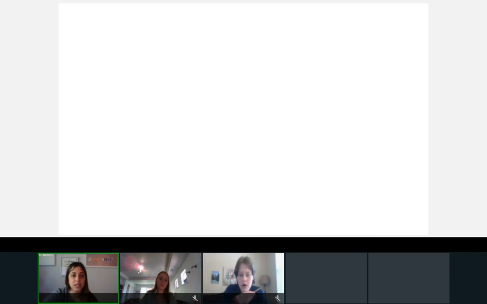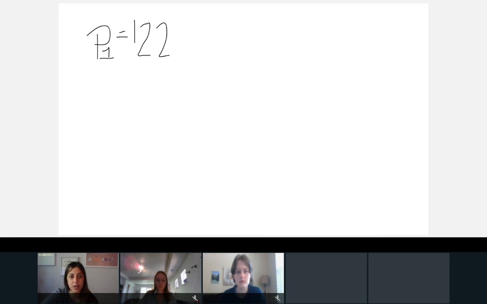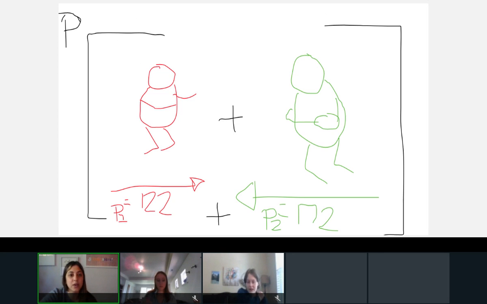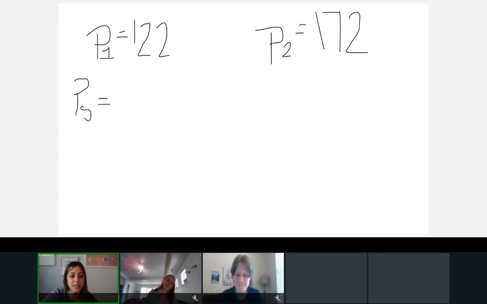So we know that the momentum of player one is equal to 122. The momentum of player two is 172. Now we already did the math for the mass and velocity, so we don't need to do it again. We found that momentum. But if we want to find the total momentum of the system, and we just said that we need to add these two together, and I need to make sure I include my negative here, then what are we adding together in this equation? So the momentum of the system, what are we going to be adding together?